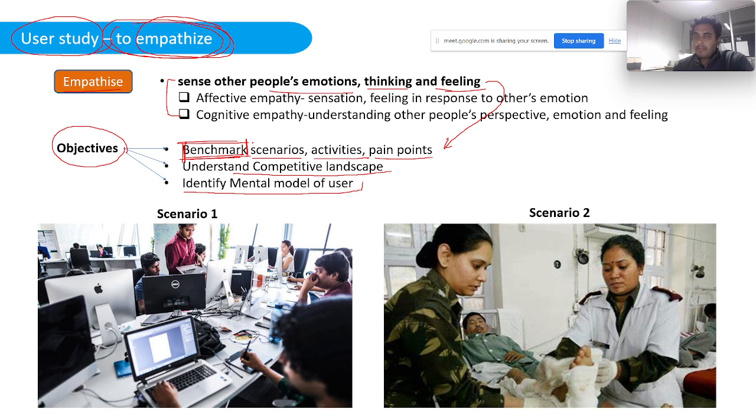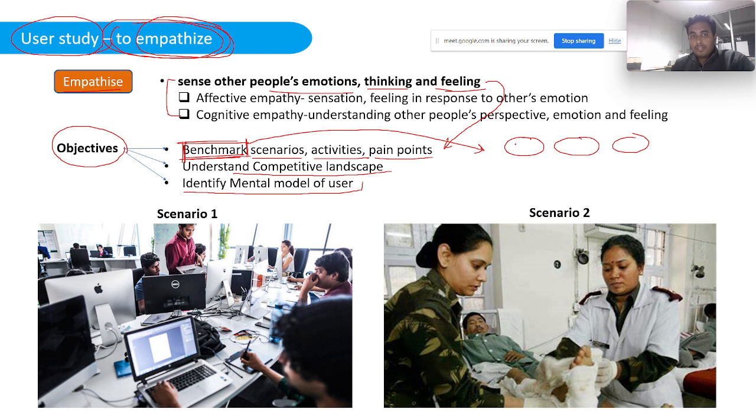So why do we benchmark, basically? Benchmarking means we are making something standard. We are saying, okay, this is the standard scenario, these are the set of activities they do, because scenario to scenario, things can be different, but we want to benchmark on a set of activities, a set of scenarios, a set of pain points, to proceed further for our design decisions.